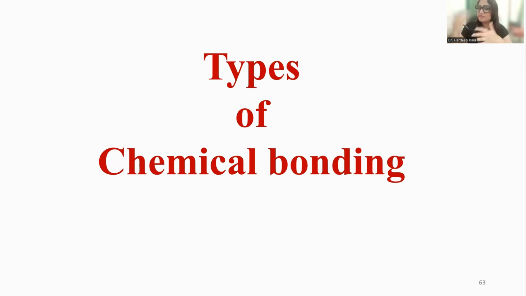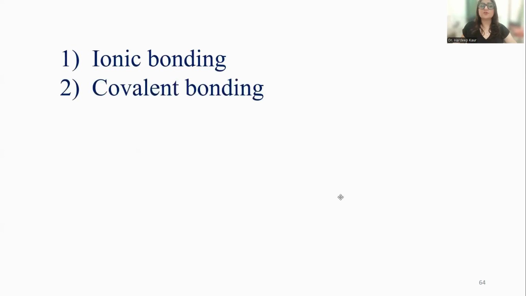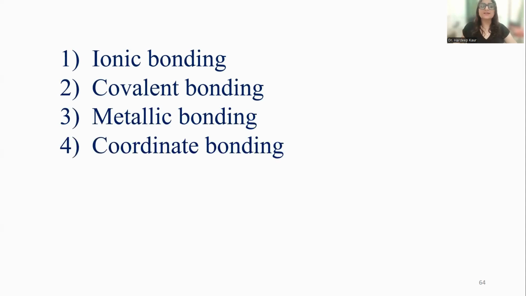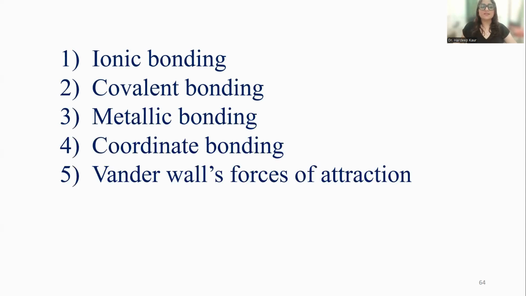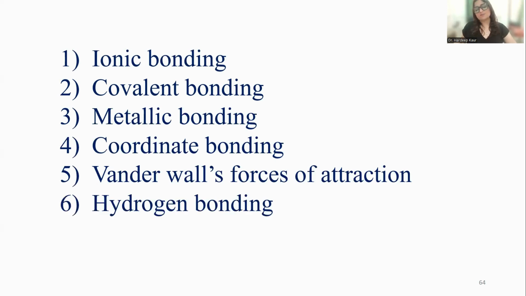So in this lecture today, we are going to talk about the different chemical bonding. Let's start with the first chemical bonding, that is ionic bonding. Then we will talk about covalent bonding, and then metallic, coordinate, and then van der Waals forces of attraction, and last but not the least, hydrogen bonding.